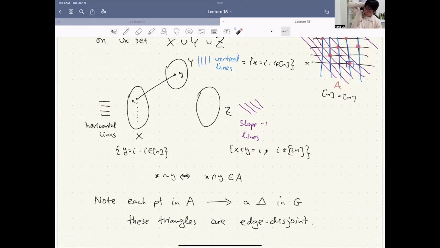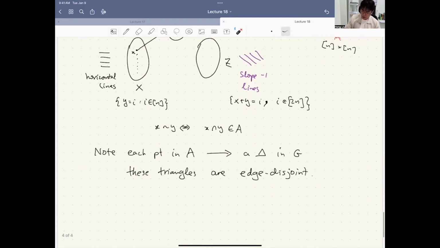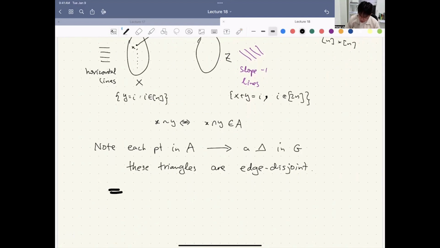These triangles are edge disjoint. And this generates all edges of G. So that means the number of edges in G equals 3 times the size of A. So we get, E of G equals 3 times A.